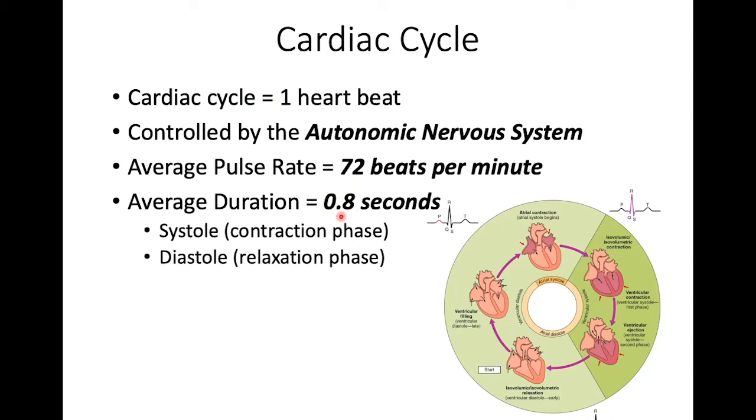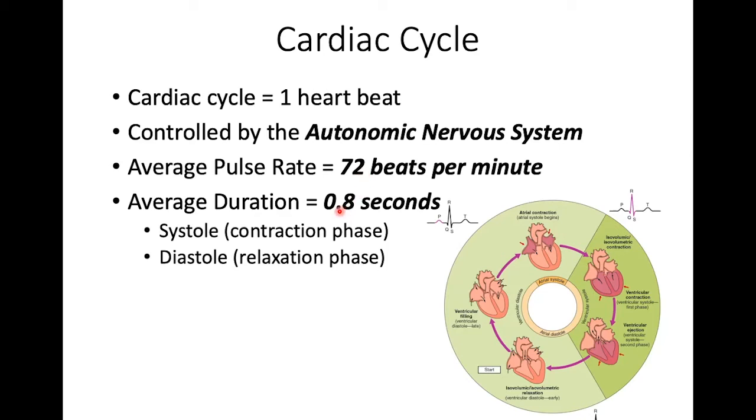Now, the average duration of one cardiac cycle is about 0.8 seconds. So if you do the math, you have 0.8 seconds, you have 60 seconds in a minute, that works out to your 72 beats per minute. All right, so if your heart rate's higher, your average duration is going to be a lot lower. And if your heart rate is lower than 72 beats per minute, you're going to have much longer duration of your cardiac cycles.